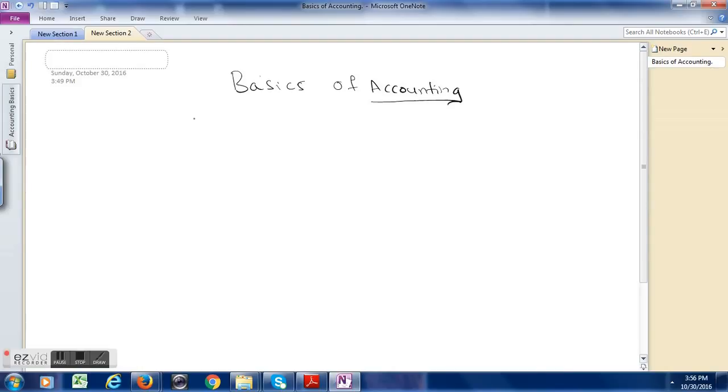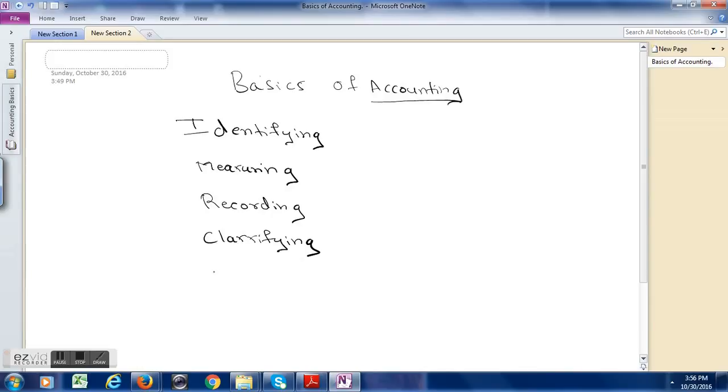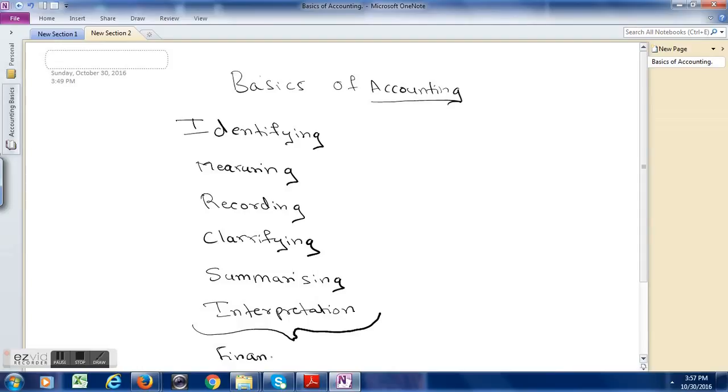It is identifying, measuring, then we have recording, classifying, and finally summarizing and interpretation of what? Of a financial transaction.